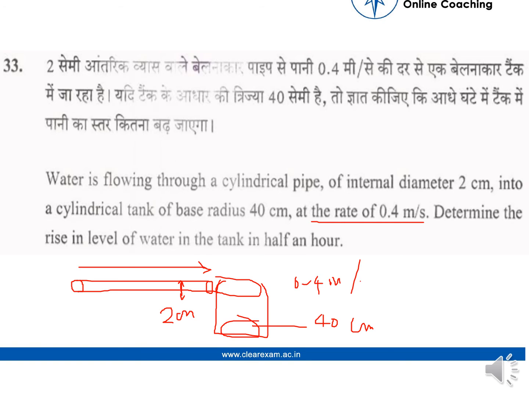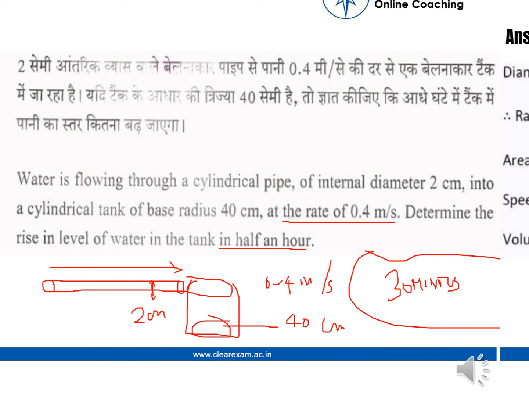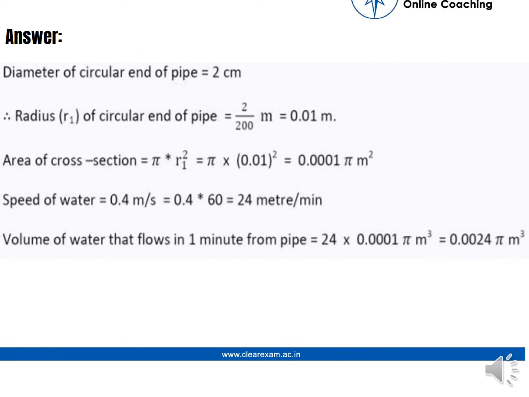So we need to determine the rise in level of water with the time duration of half an hour, that is 30 minutes. If we convert these minutes into seconds, we will get more accurate results. So let's try to find out how we can do that. We know that the diameter of this pipe is 2 cm. Now we will find the radius of the end of the pipe, that is 2 divided by 200, which becomes 0.01 meter.